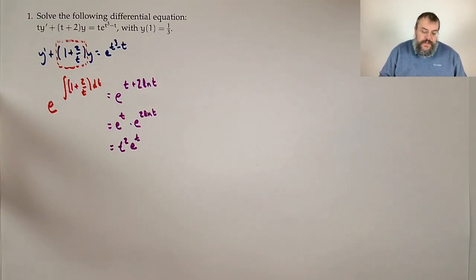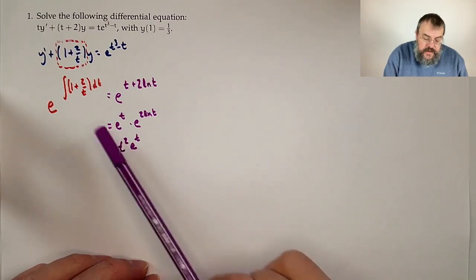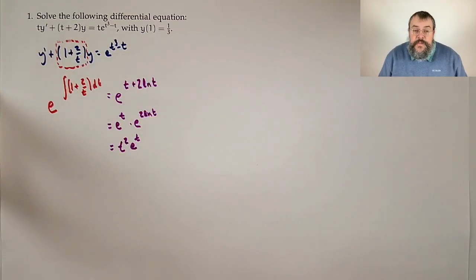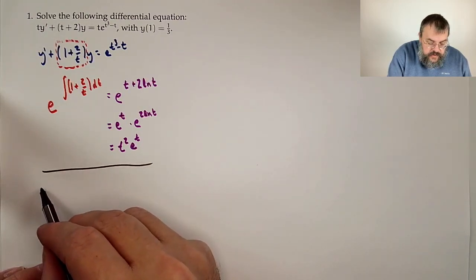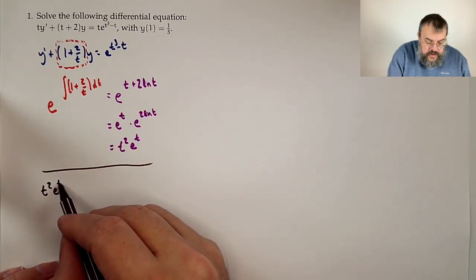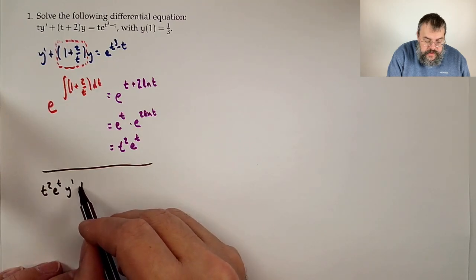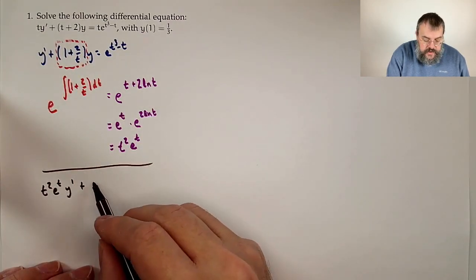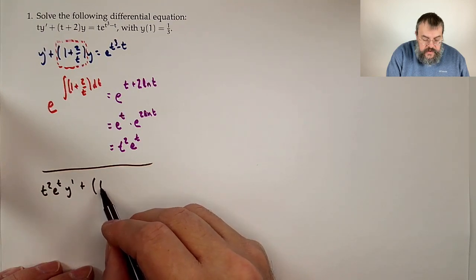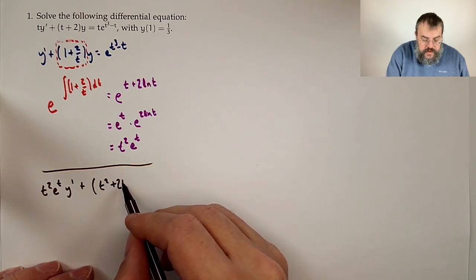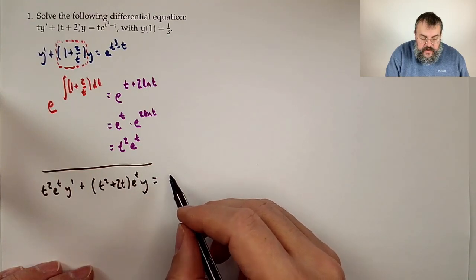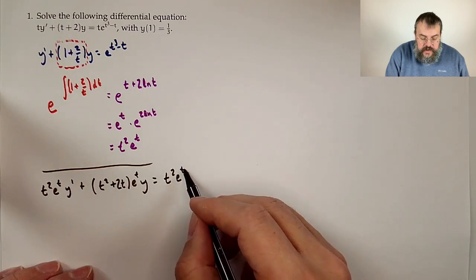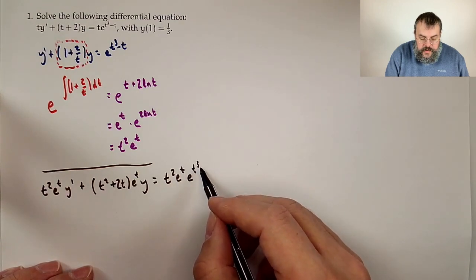Okay, so now the idea is we're going to take this factor and multiply it by that expression. And let's see what we get. Well, we get the following. We get t squared e to the t times y prime plus, now we can multiply the t squared through there, (t squared plus 2t) e to the t times y equals, on the other side, t squared e to the t cubed minus t.